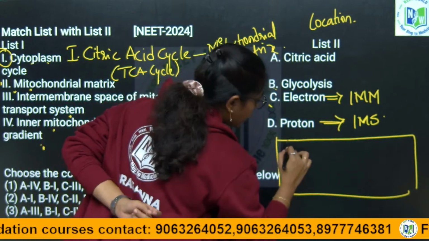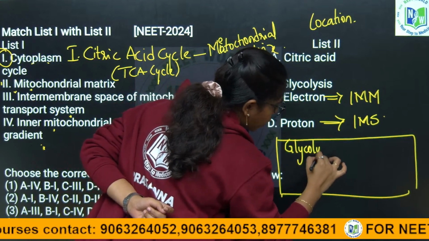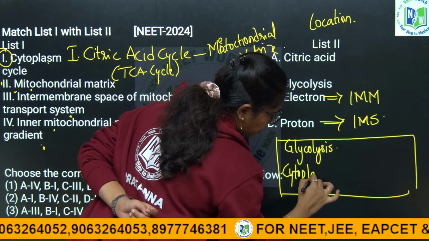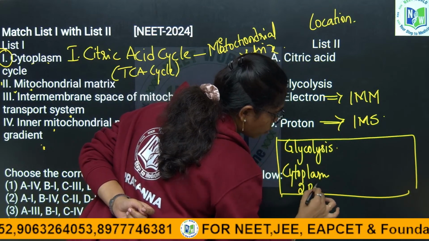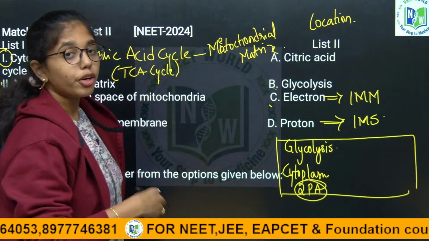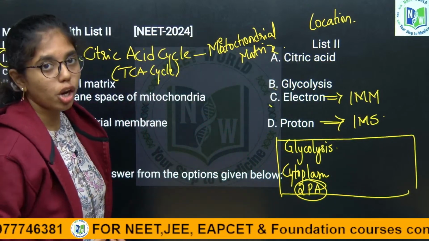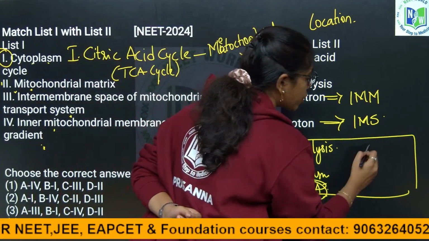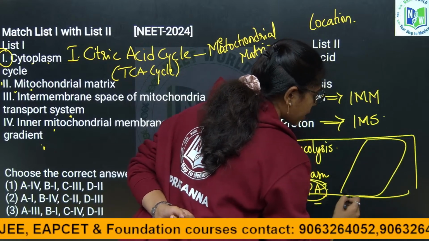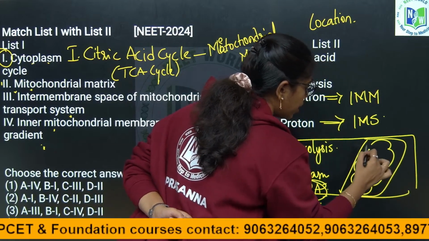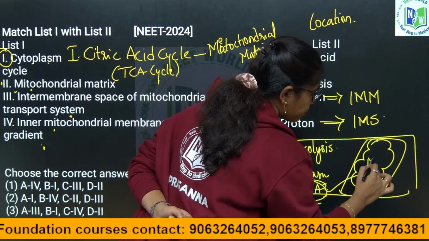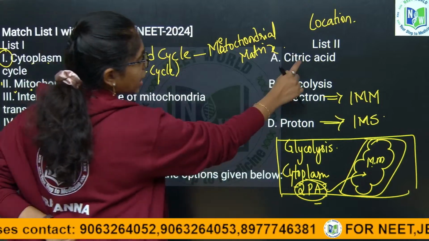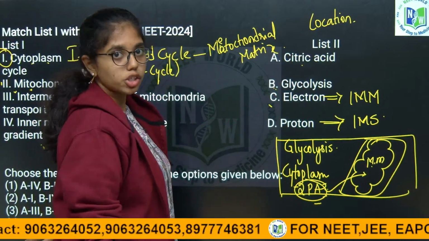For your proper understanding, let me give you a quick view of aerobic respiration. Glycolysis takes place in the cytoplasm. At the end of glycolysis, 2 molecules of pyruvic acid are formed, due to the incomplete or partial oxidation of glucose. These 2 molecules of pyruvic acid will directly go to the mitochondrial matrix. Where will they go? The mitochondrial matrix.